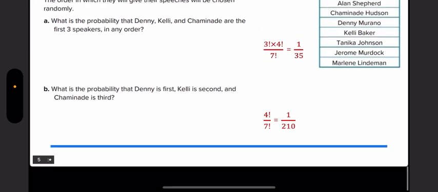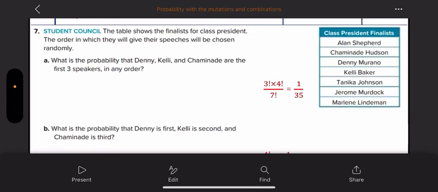The last question here, I think, yes, question 7. The table shows the finalists for class presidents. The order in which they will give their speeches will be chosen randomly. What is the probability that Denny, Kelly, and Cheminade are the first 3 speakers in any order?